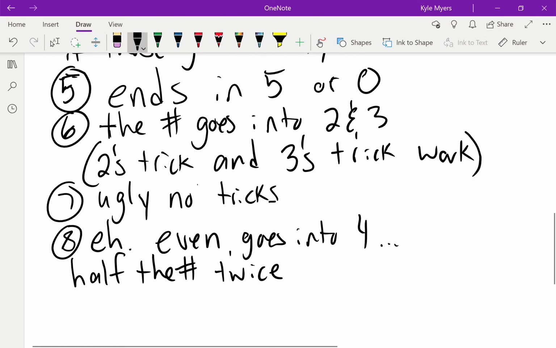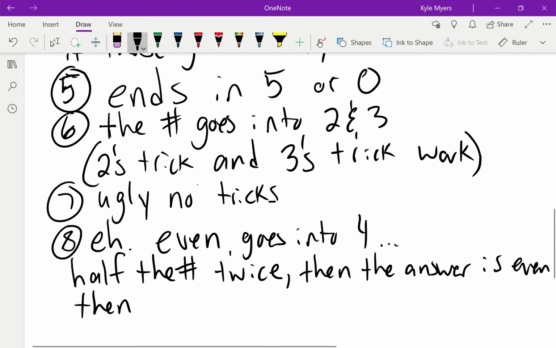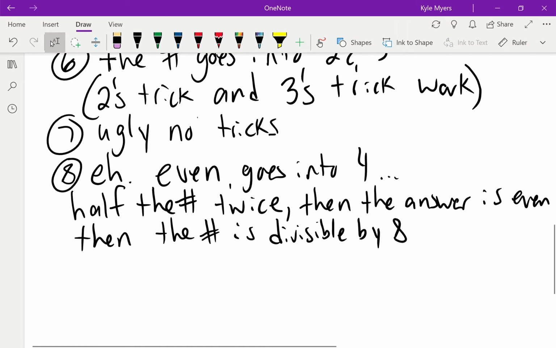So if you take half the number twice, then the answer is even, right? Then the number is divisible by 8. It's really the only trick. It just, 8 is 2 times 2 times 2. So, I mean, it was easy when we were back at 2s. It's even, whatever. But 8 is a little bit more complicated. It's just, it is what it is.